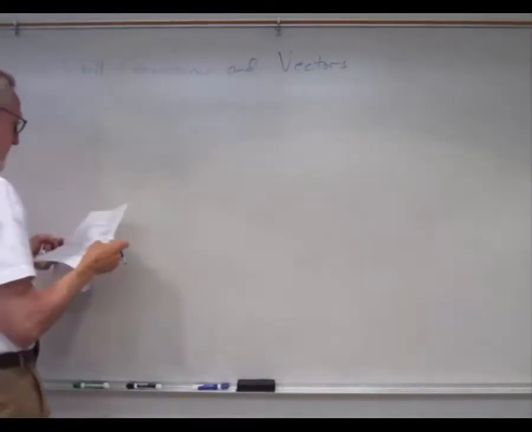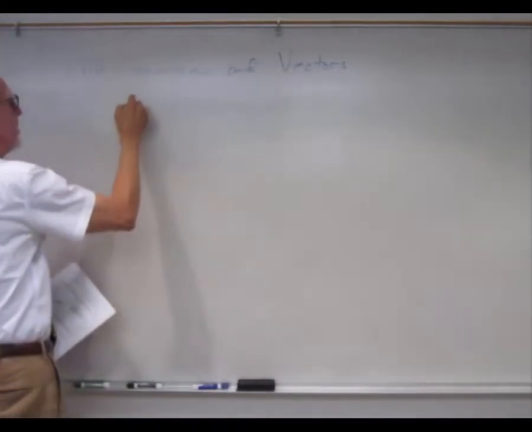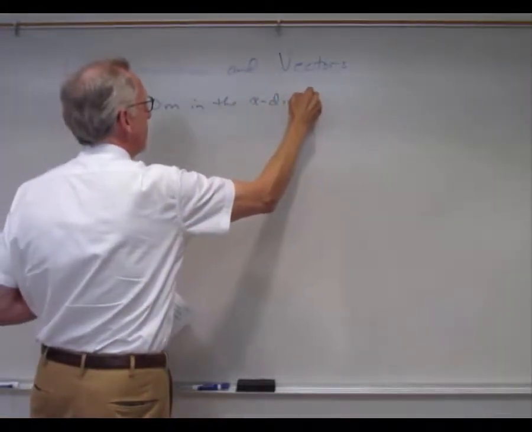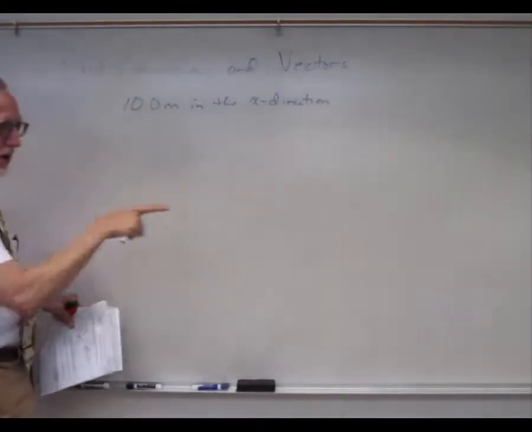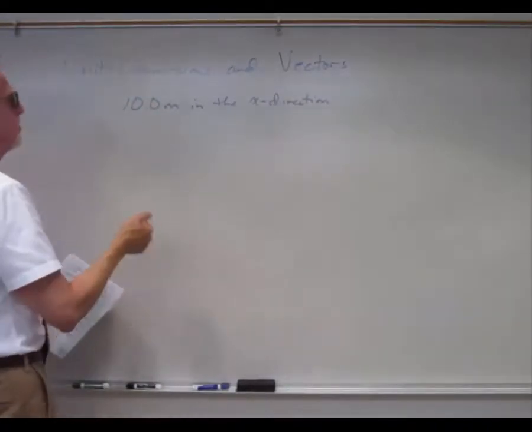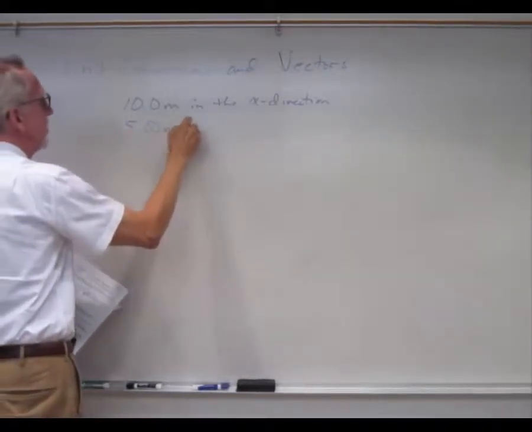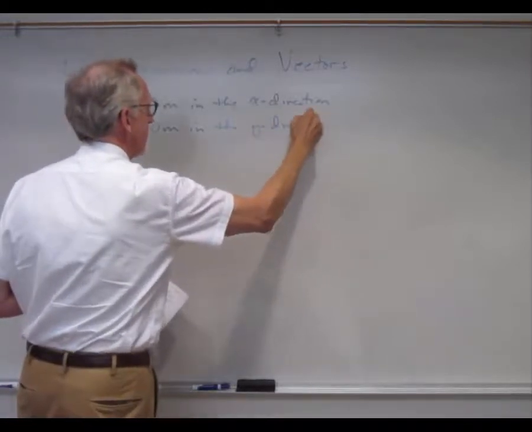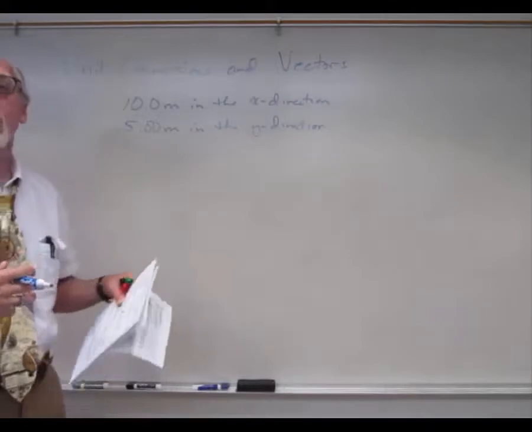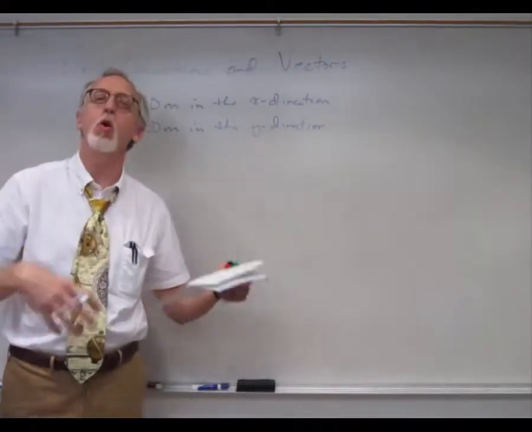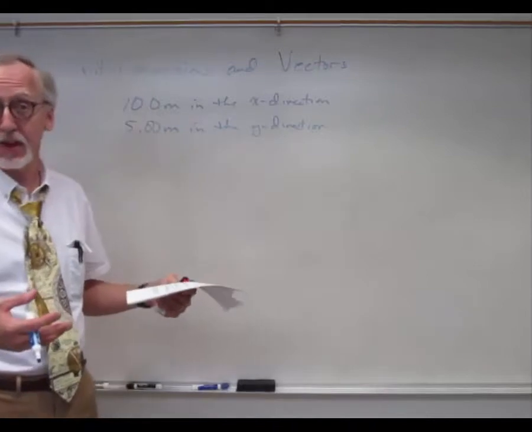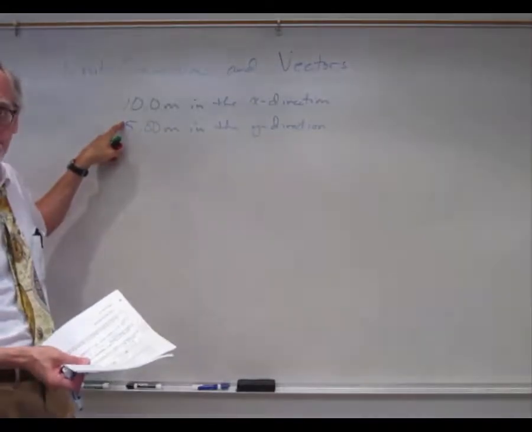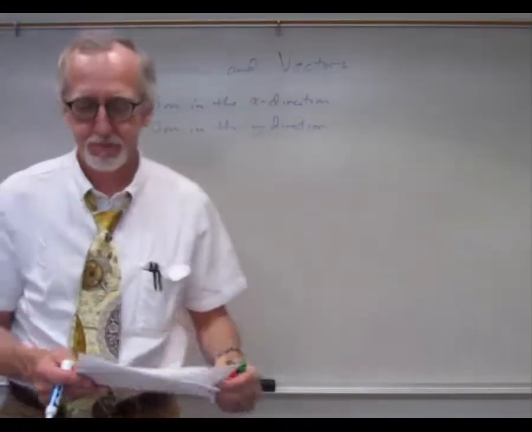First, let's imagine that I walk 10 meters in the x direction, in other words, along the x-axis. And then I'm going to walk 5 meters in the y direction. So my question is, what is my net or total or overall displacement vector to describe the combination of these two individual displacements? Well, let's draw it out.